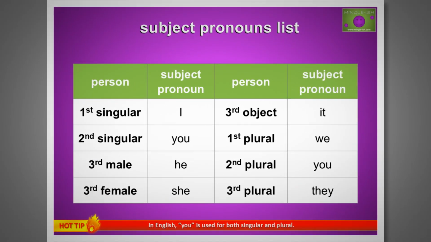Here's a list of all the subject pronouns. First person singular is I. Second person singular is you. Third person singular is he, she, or it. First person plural is we. Second person plural is you all. And third person plural is they.